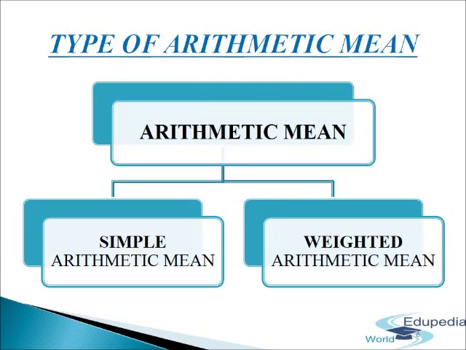Types of arithmetic mean. Arithmetic mean is computed in two ways, or there are two types of arithmetic mean: simple arithmetic mean and weighted arithmetic mean. In simple arithmetic mean, all the observations or items in a series are given equal importance. In weighted arithmetic mean, weights are assigned to various items according to their importance. So we will discuss both the means one by one in our coming slides.